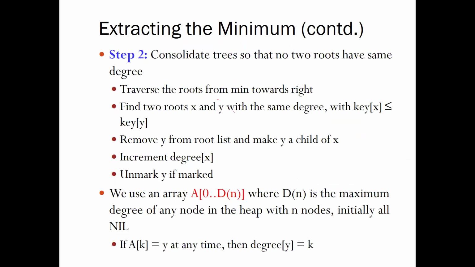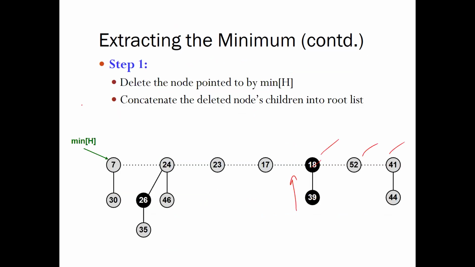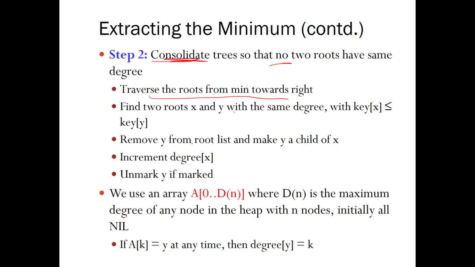Next is consolidating so that no two roots have the same degree. This is just like union, what we did in a binomial tree or a binomial heap. But this is known as algorithm consolidate. Consolidating means combining the trees that have the same degrees. So for the root nodes which have the same degree, you traverse the root list from min towards the right. Wherever is the min, you traverse the tree. And if you find any two roots with the same degree, and the key of one of them is lesser, because it's a min tree.